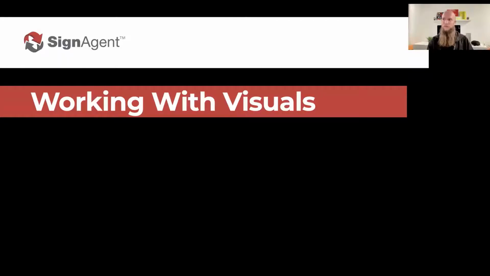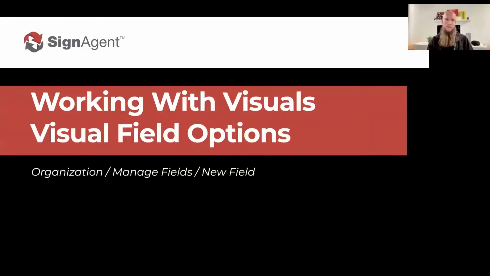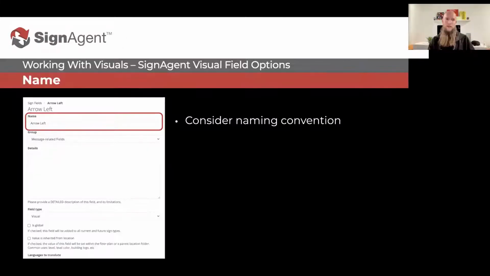So, working with visuals. And these are the visual field options. To find the visual field options, we go to SignAgent. In SignAgent, you go to organization, which is in the white space at the top, go down to manage fields, and then click new field. And here's a breakdown of what that new field option looks like.